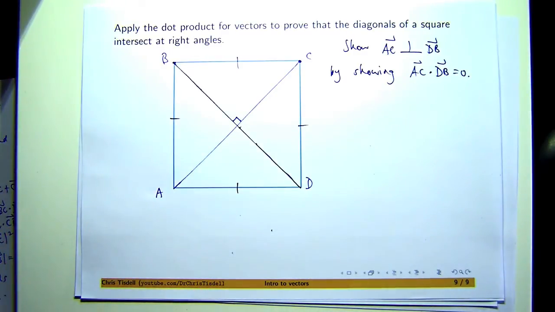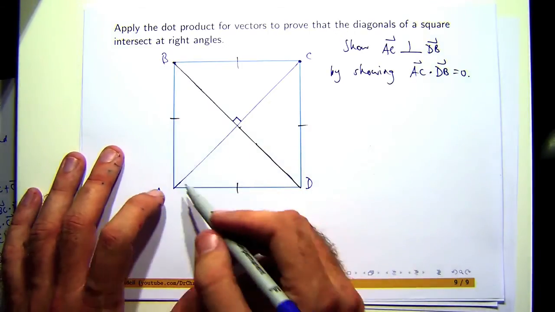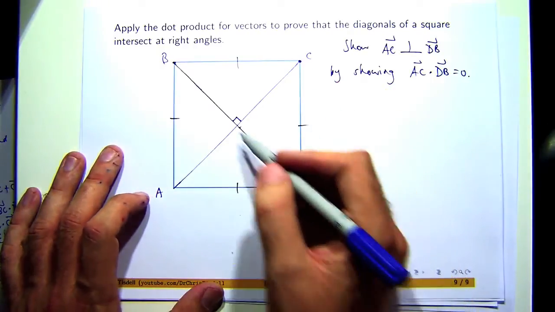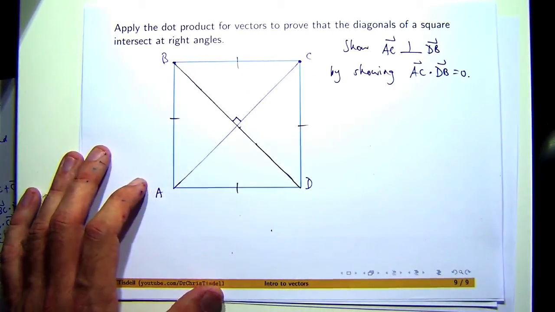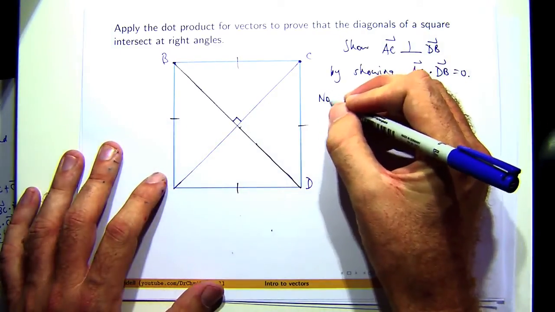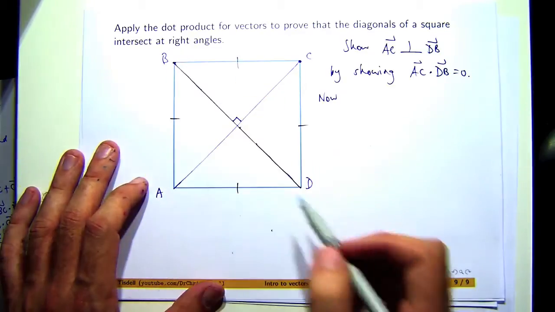Now with a lot of these questions involving parallelograms or rectangles or something like this, you want to use the triangle law for addition. So let's see if we can write the vectors AC and DB in terms of vectors associated with the sides of our square. And because it's a square, all the lengths of the side vectors will be equal.